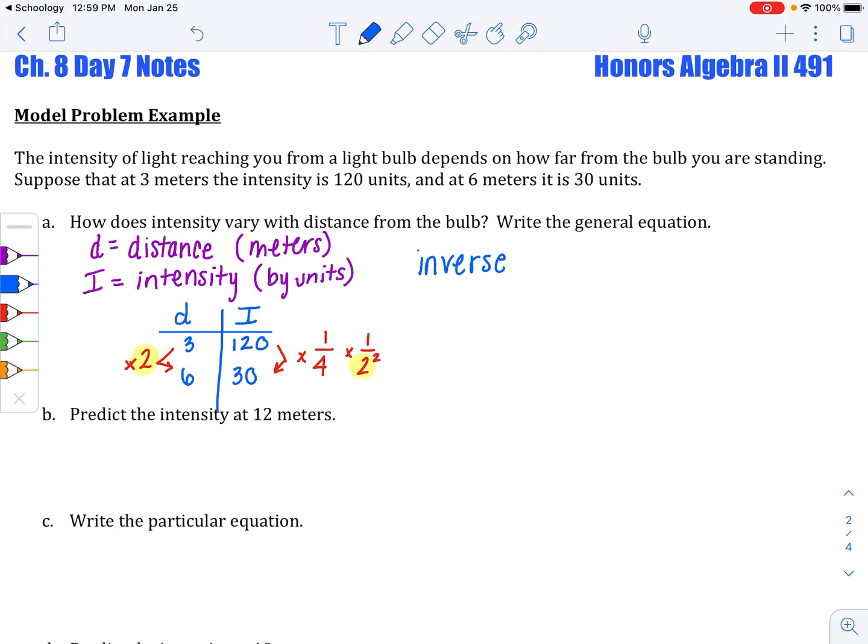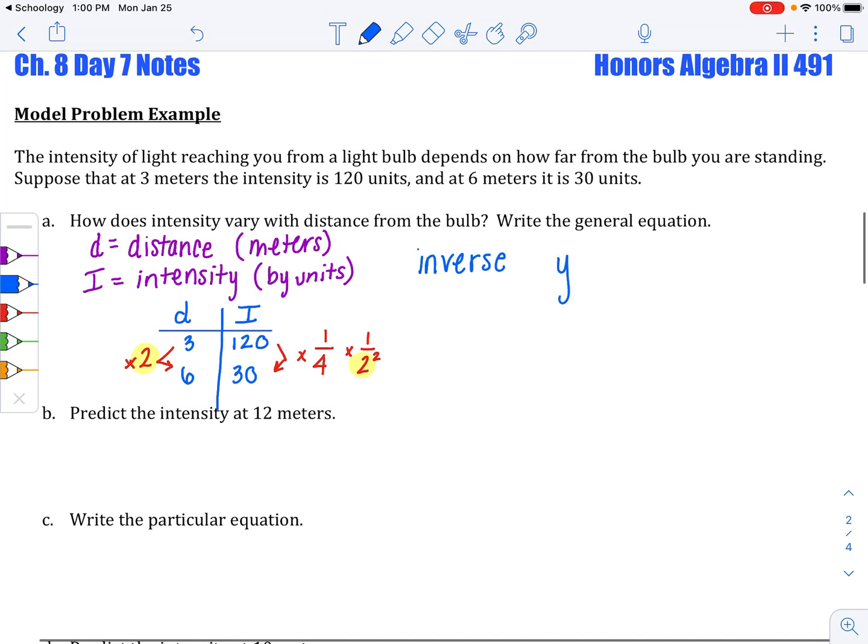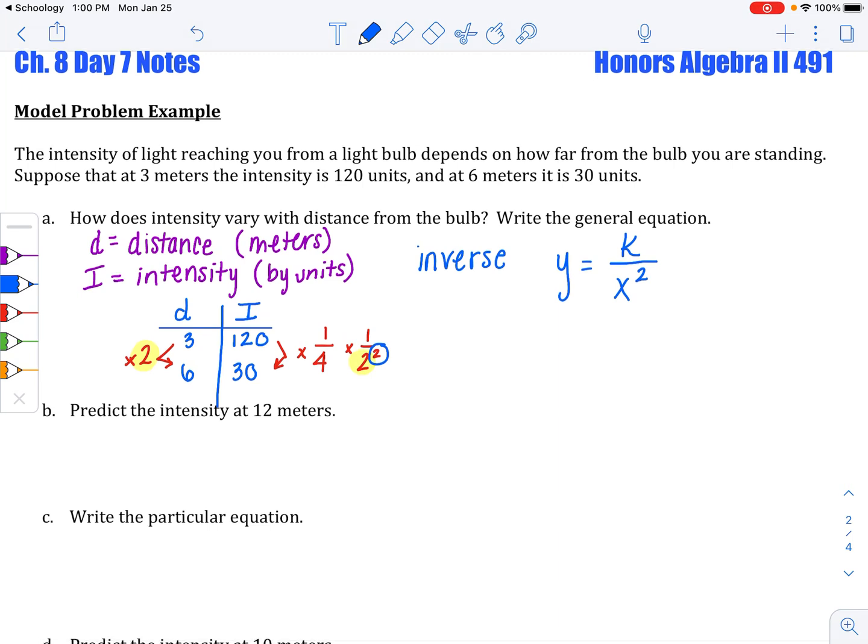Okay, we're dividing. Write the general equation. The general is just y varies inversely by x squared. This 2 right here is telling me that it's squared. So it's an inverse variation. I can write variation. And then it just wants the general, so this is as far as you need to go.